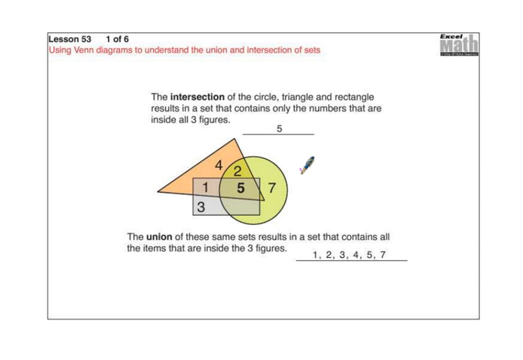Fifth grade Excel, lesson number 53. We're going to be looking at union and intersection of sets today. To do that, we're going to look at a Venn diagram.